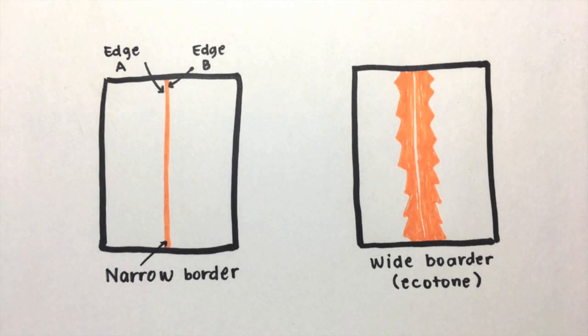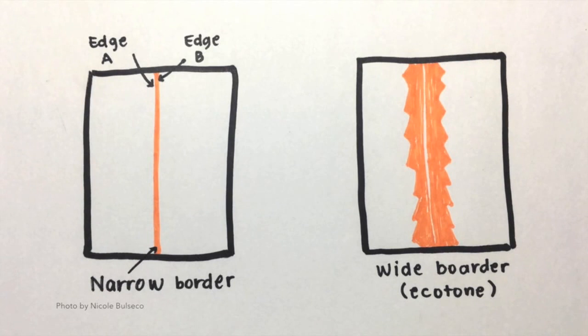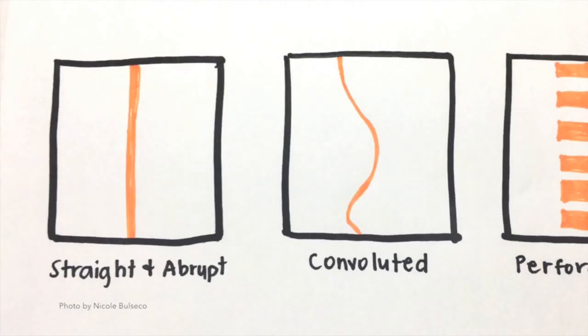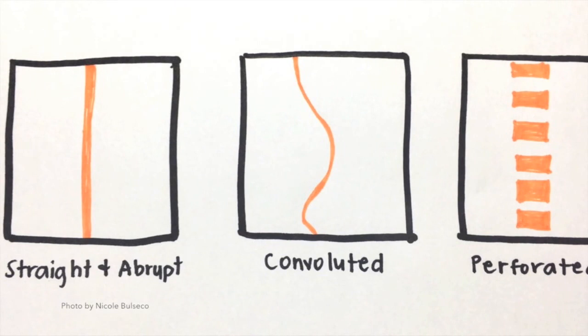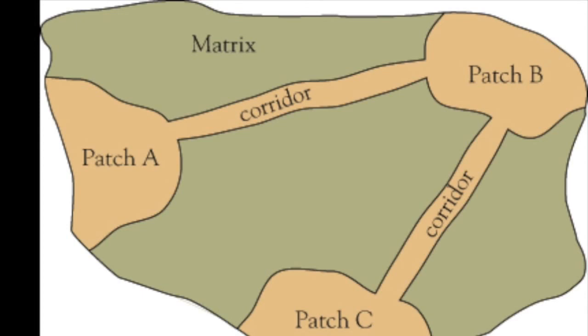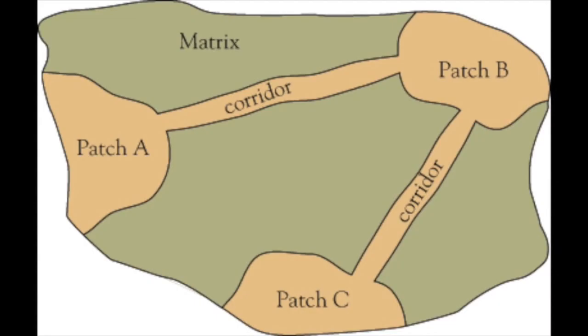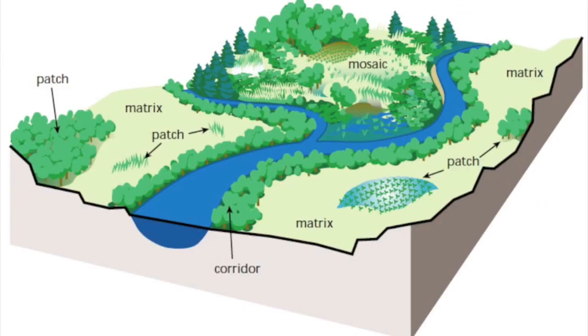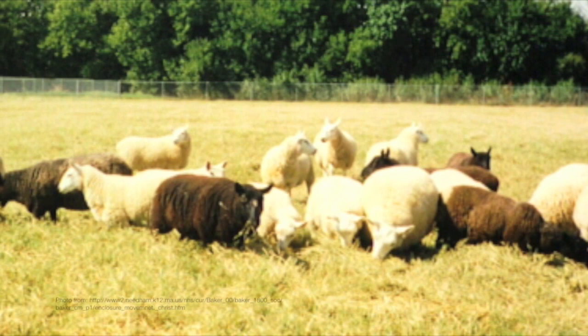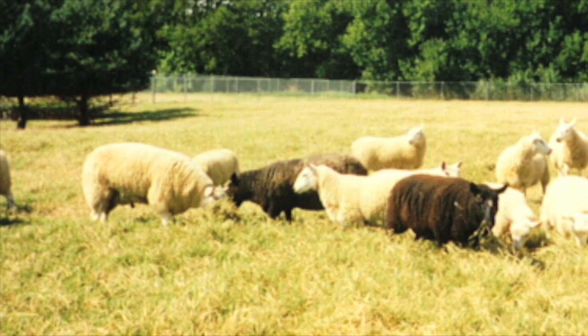Some boundaries between landscape patches are narrow and abrupt, while others are much broader, forming a transition zone called an ecotone. Boundaries may vary in length and may be straight, convoluted, or perforated. Functionally, boundaries connect patches through fluxes or flows of material, energy, and organisms. They can also restrict or facilitate the dispersal of seeds and the movement of animals across landscapes.